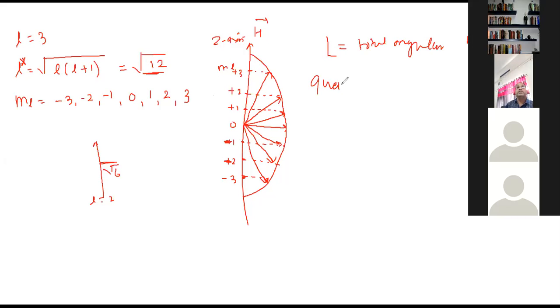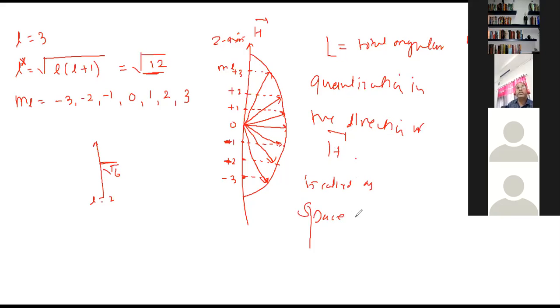Okay, and its quantization in the direction of what? Direction of field, which is H bar, the applied field, is called space quantization. So each electron has its definite orientation in the direction of the applied magnetic field. This is nothing but what we generally call space quantization. Are you getting this concept of space quantization?